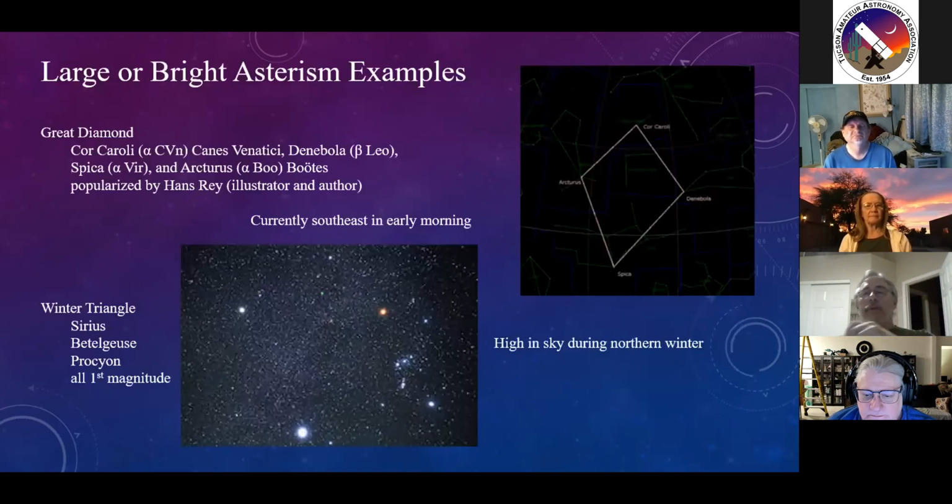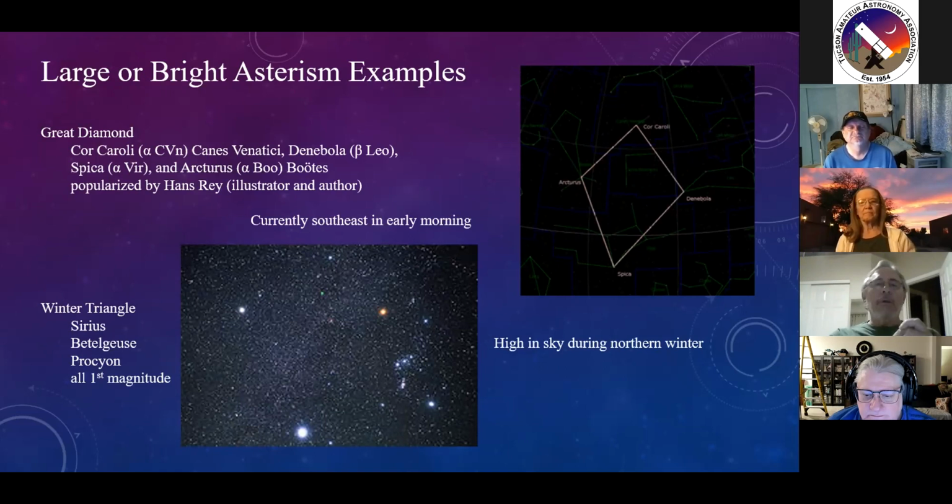Okay, now we get into some of the examples. One of the first I'll cover are the large or bright asterism examples. Generally, not in all cases, but for the most part, most asterisms, unlike constellations, you're going to see groupings that have similar magnitude. Sometimes it's a magnitude range, but a good example of that is the Great Diamond.